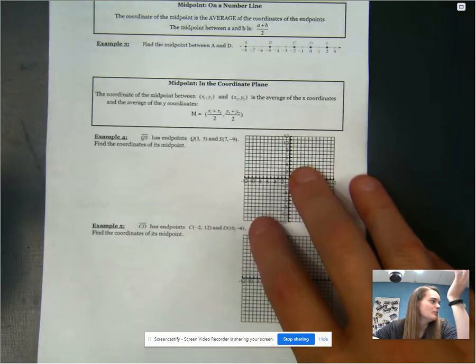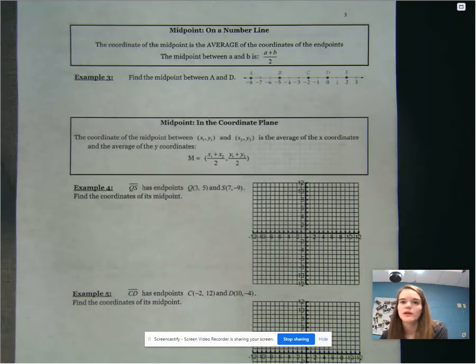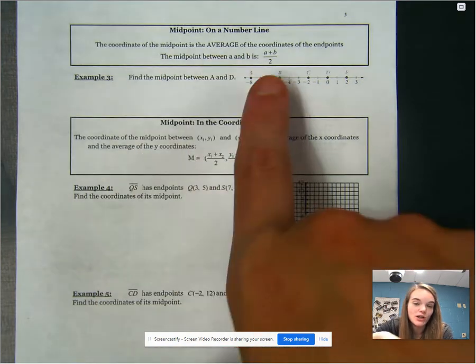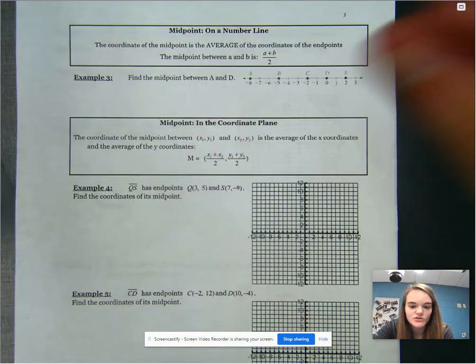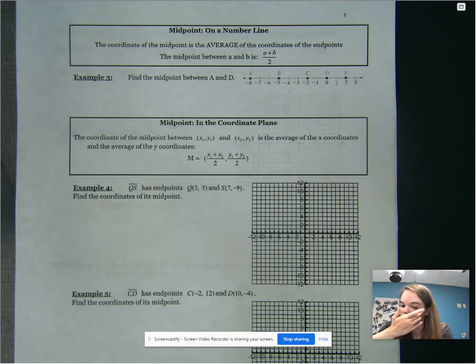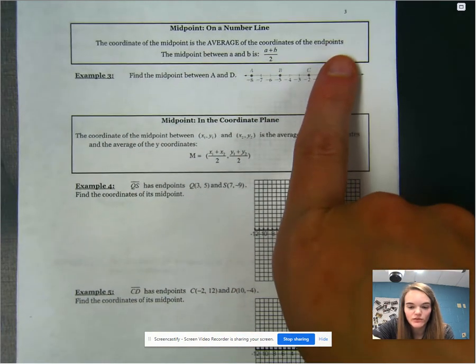Okay, so we're going to talk about midpoint. One way that you guys need to think about midpoint is literally the average of 2 coordinates, okay? So midpoint on a number line is what we're going to talk about first. You don't even need to memorize this if you understand that it is the average of 2 coordinates. So the coordinate of a midpoint is the average of the coordinates of the endpoints.